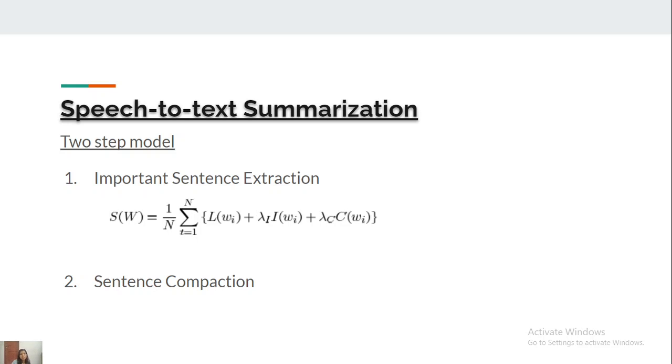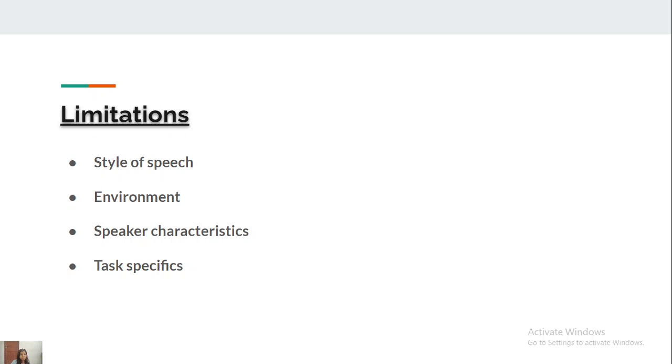Now, specifically, each sentence is summarized according to all possible compression ratios. Then, the best combination of these summarized sentences is determined according to a target total compression ratio. So, this is all about speech to text summarization. Now, let's move on to limitations of voice recognition systems.